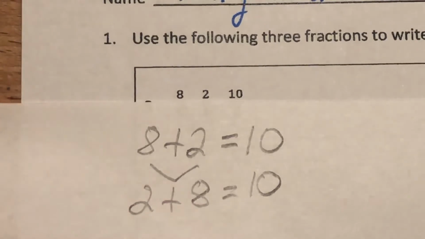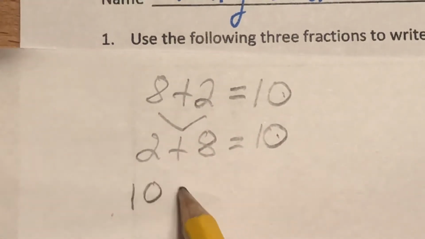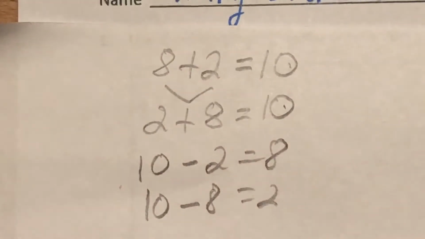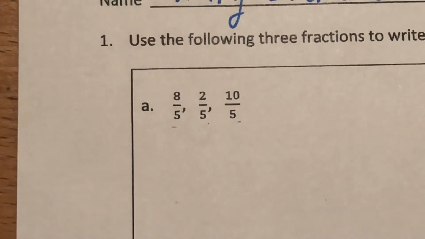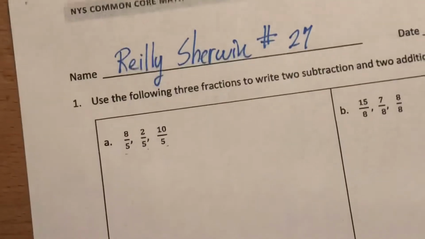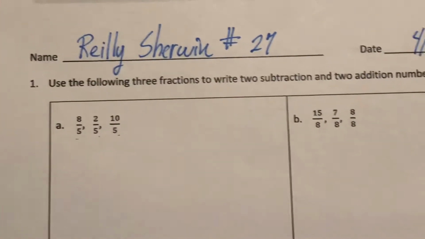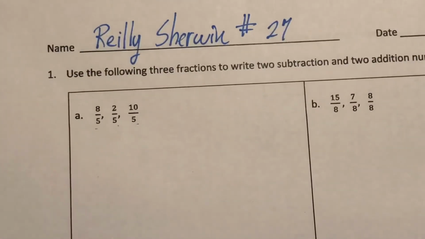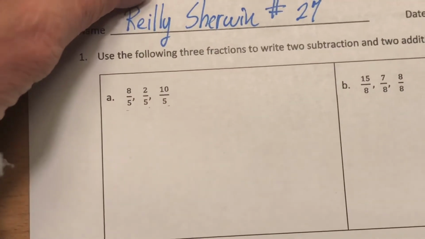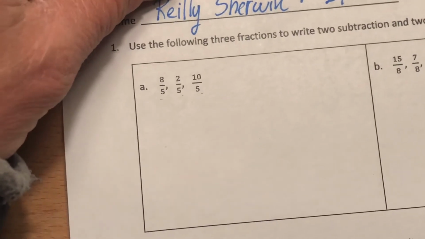Now I can do related to addition, what is that? Subtraction, right? I can take my 10 and put it in the lead here. I can say 10 minus 2 equals 8, or 10 minus 8 equals 2. So that's what it's asking us to do here, to use these three fractions to write two subtraction and two addition number sentences. It wants us to write the related facts. So let's do the addition sentences first, and then do the subtraction sentences, okay?